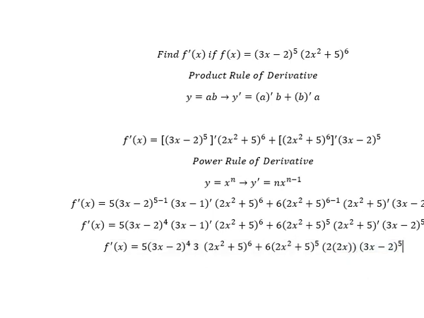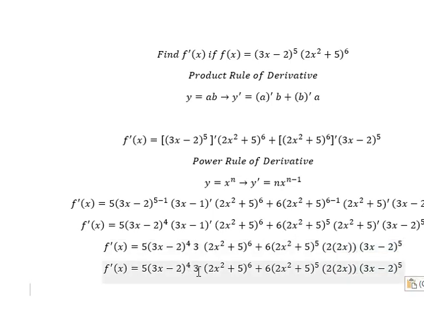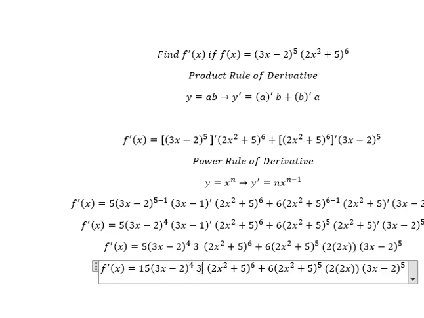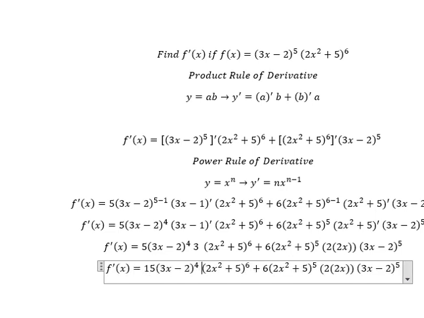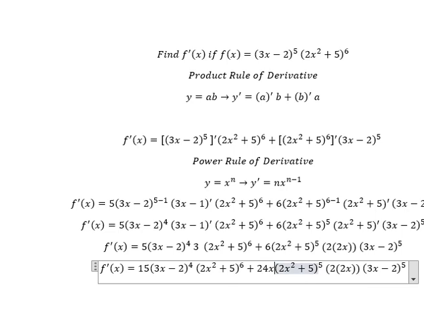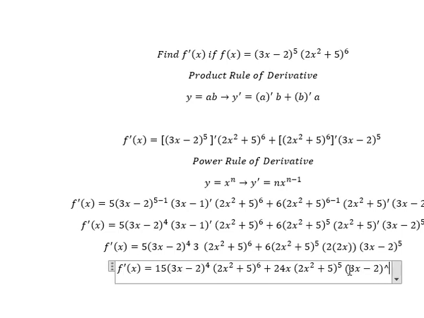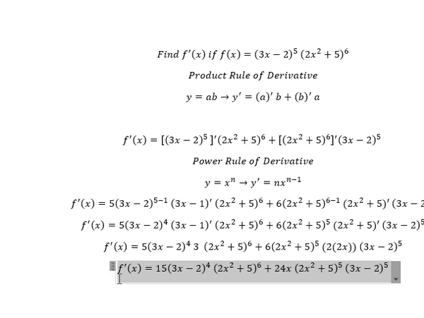Now, we need to simplify. Number 3 and number 5, we have 15. Number 2 and number 6, we have 24. We have 24s, we put in here. And that is the final answer.